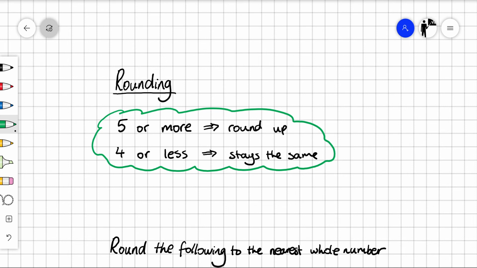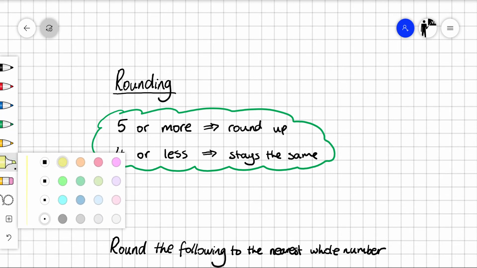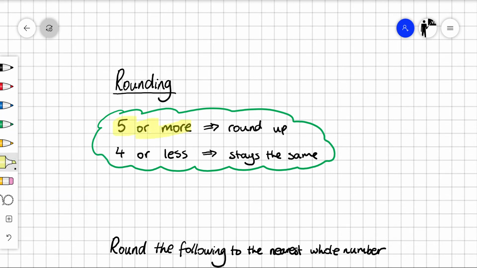In this video we're going to have a look at rounding, and essentially to be able to round we just need to know these two rules here. 5 or more we round the number up, 4 or less the number would stay the same. So the number is either going to stay the same or go up by 1. Okay, what we're going to do is have a look at a few sets of examples here to help you out.